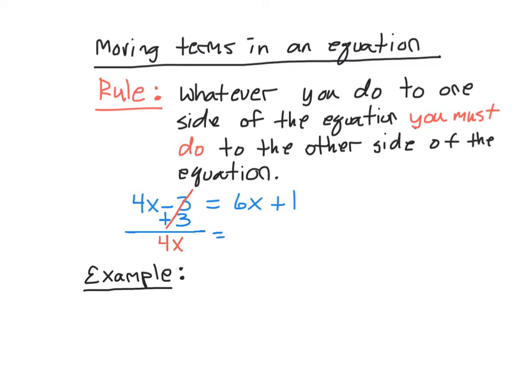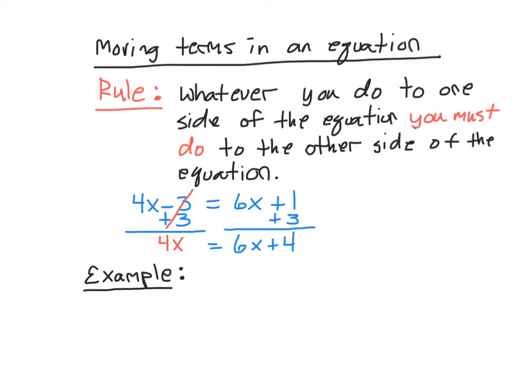Now, on the other side, well, I added 3 on the first side, and to follow our rule, I have to do the exact same thing on the other side. Otherwise, we simply do not have a valid operation. This is how we move from one side to the other. And notice that when I do that, I end up with 1 plus 3, which is 4.